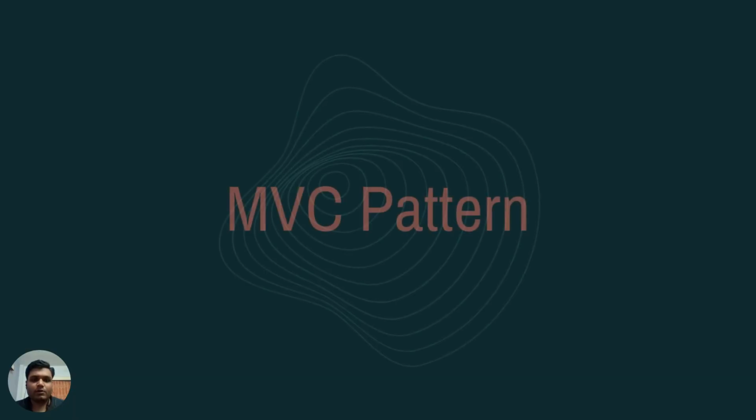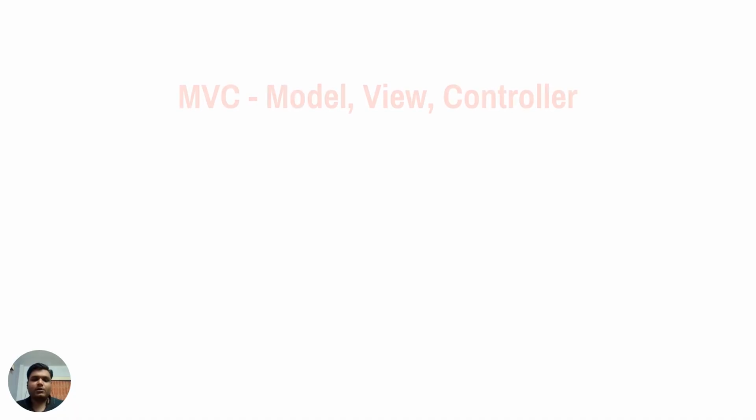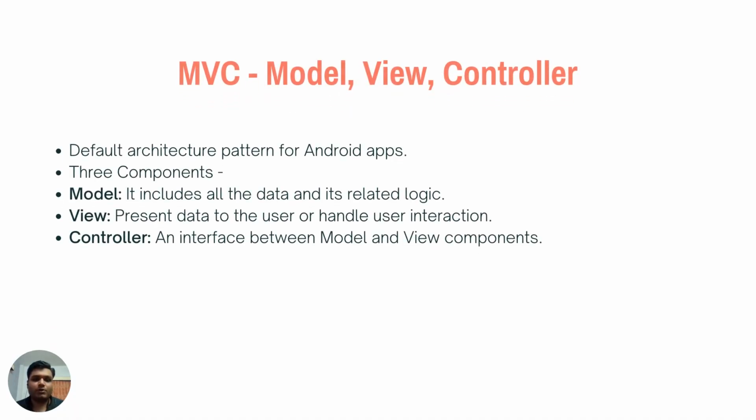Now let us have a look at the MVC pattern. MVC stands for Model View Controller: M for model, V for view, C for controller. It's one of the default architecture patterns for Android apps. It has three components: model, view, and controller. The model contains all the data and the related classes and business logic. The view is the UI part where the user interacts with the application, and the controller is the middleware present between the model and the view.